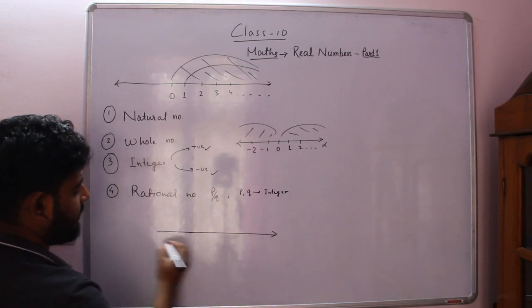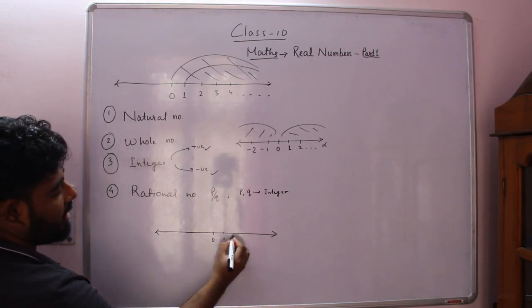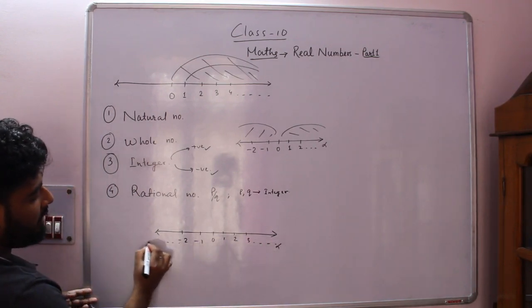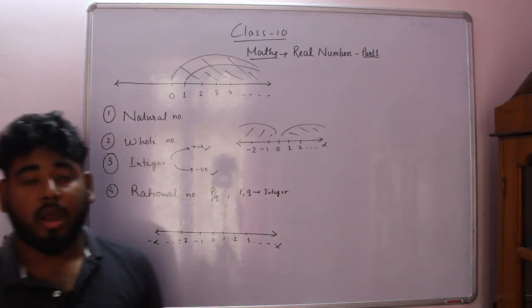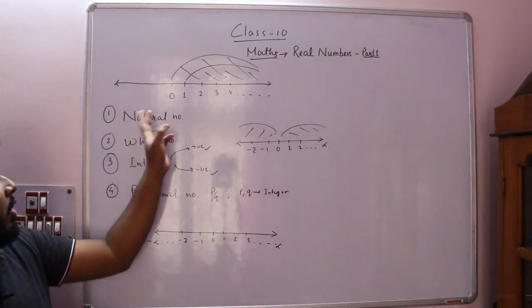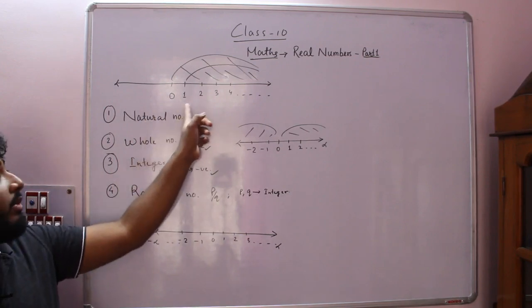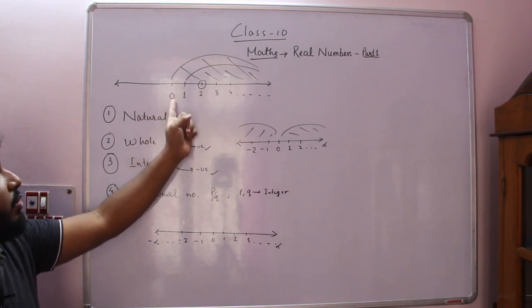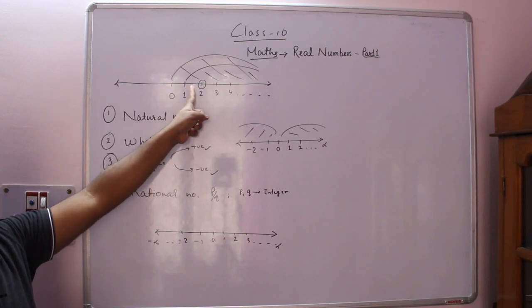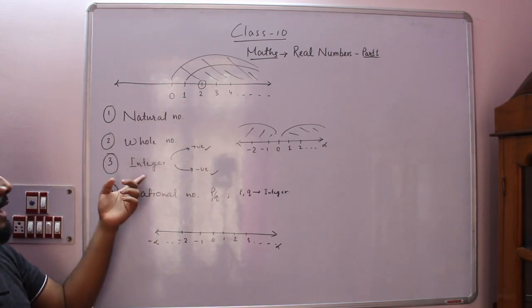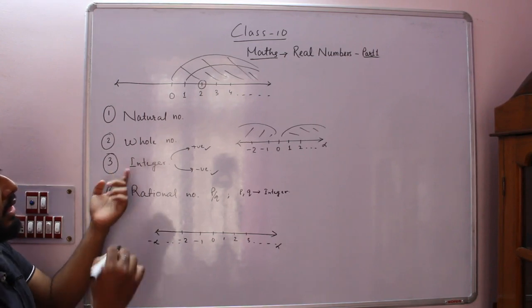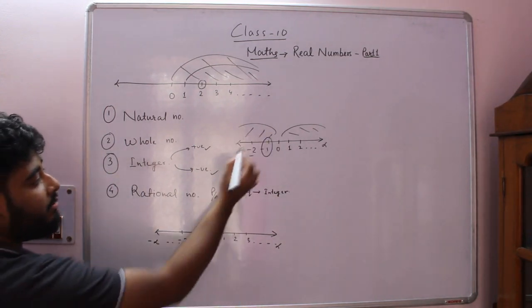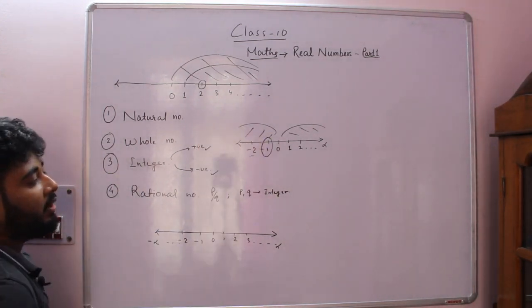Suppose you consider a number line: 0, 1, 2, 3 up to infinity, and on the other side -1, -2 up to minus infinity. If I ask you the next immediate whole number after 1, you will say it is 2, because between 1 and 2 there is no whole number or natural number. If I ask about the next immediate integer after -2, you will say -1. In between -2 and -1 there is no integer.